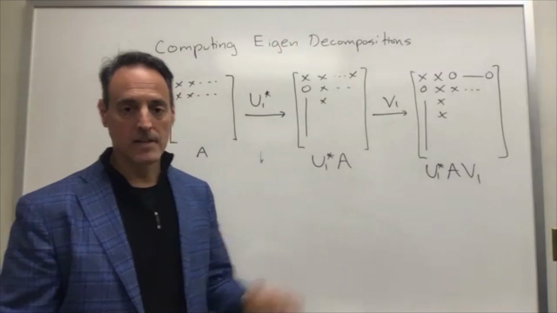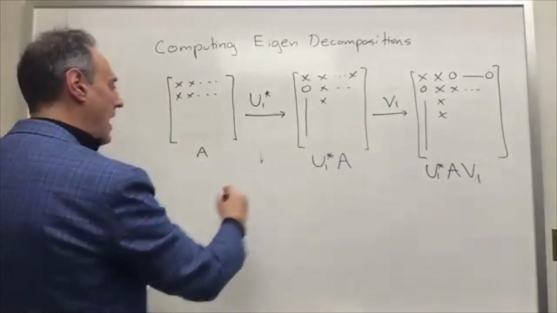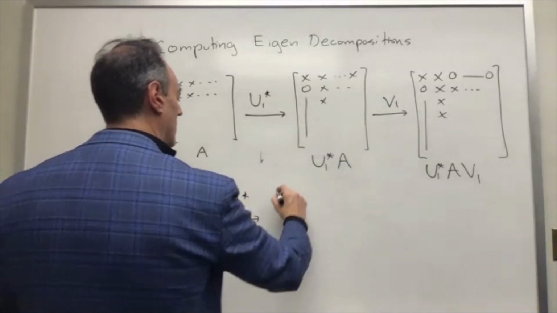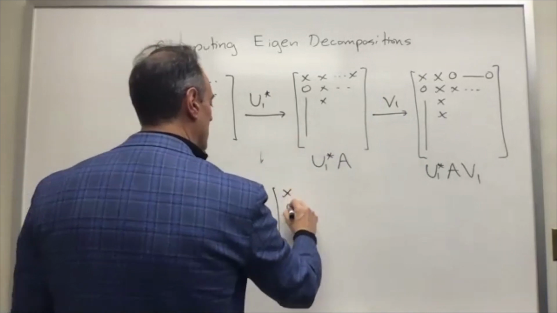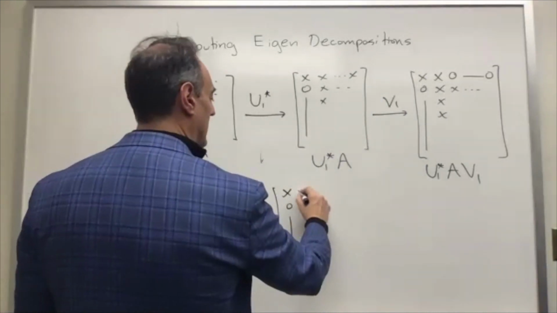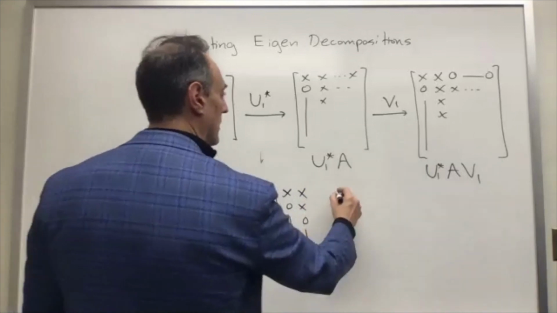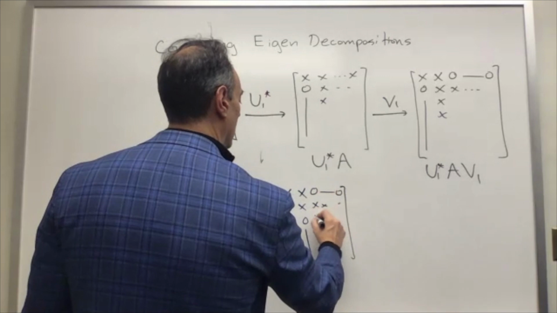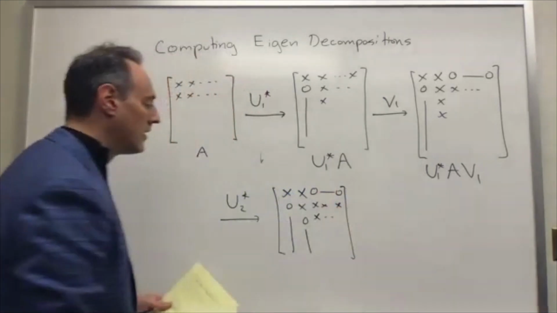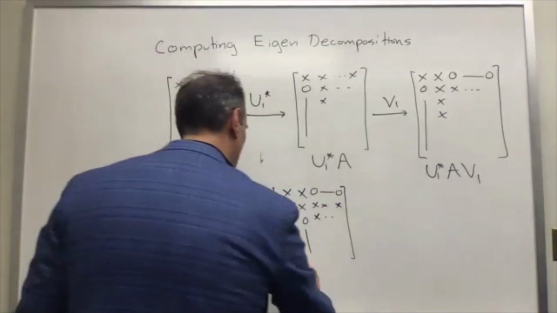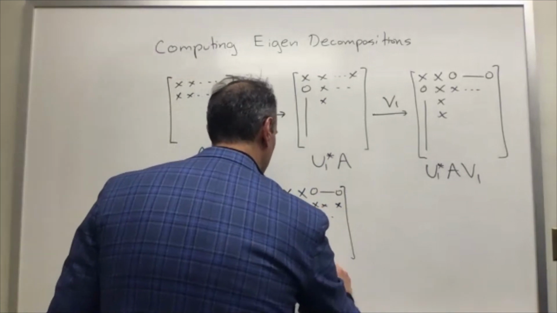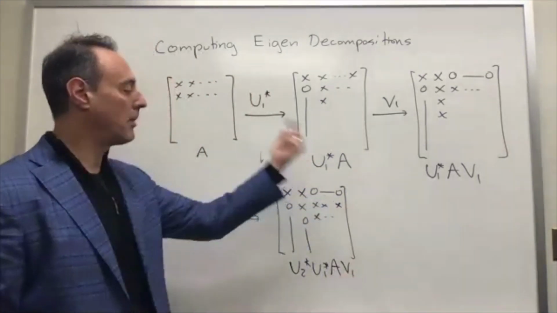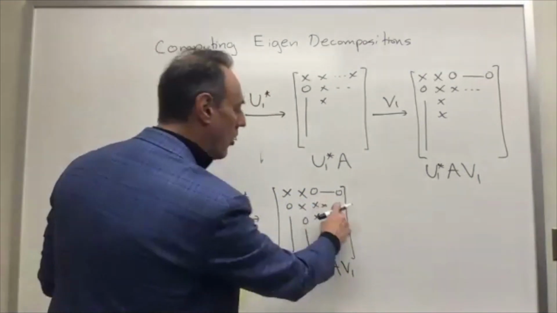Okay? Let's do it again. Now I take that and multiply by U2 star. So I have zeros here, and on the first row I get this. That's U1 star, and that's now U2 star, U1 star, A, V1. And now I multiply on the right, which clears out all these zeros over here.